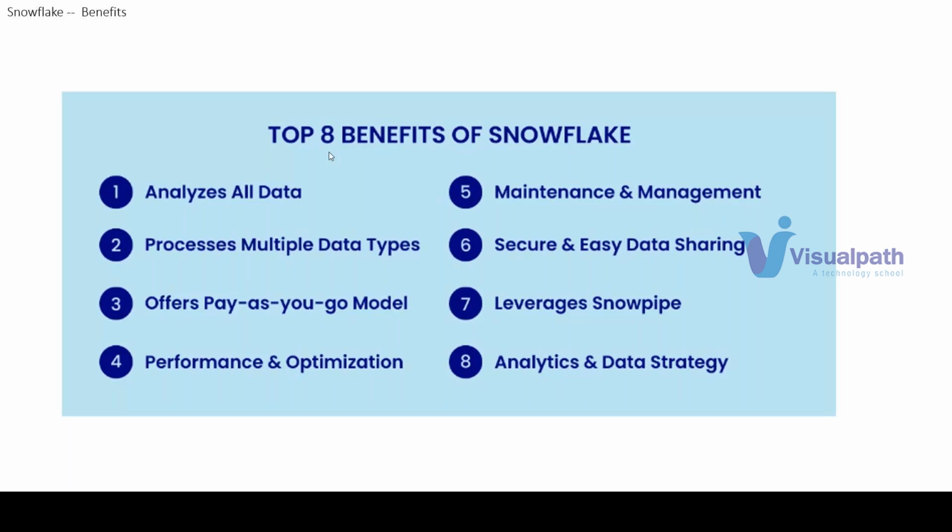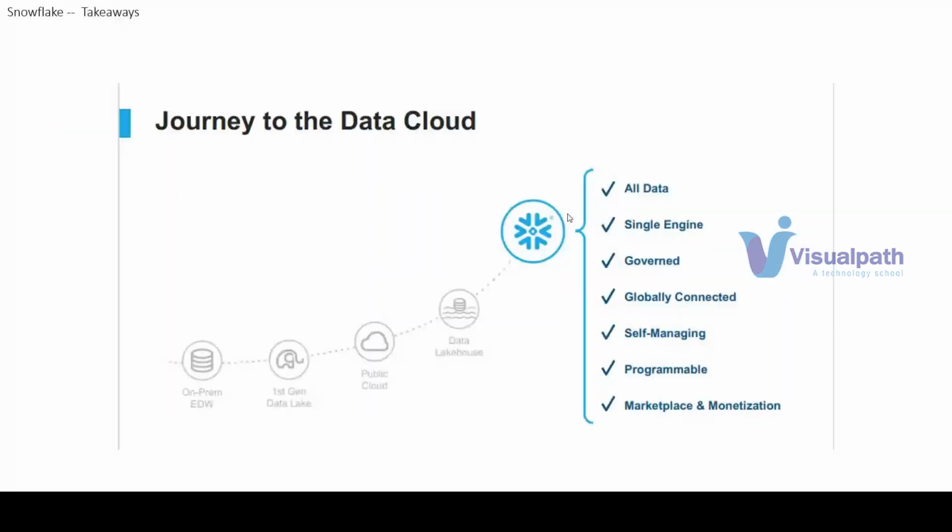So here, initially we have this on-premise data, then the first generation data lake, then the public cloud, but now we have the Snowflake cloud where you have all the data, only a single engine that can be used, and it is globally connected and programmable. As I have told you, you can start using Python and other languages for using that data. And then it has its marketplace and monetization, like the share value, and the number of customers adopting Snowflake is enormous in this journey to the data cloud.